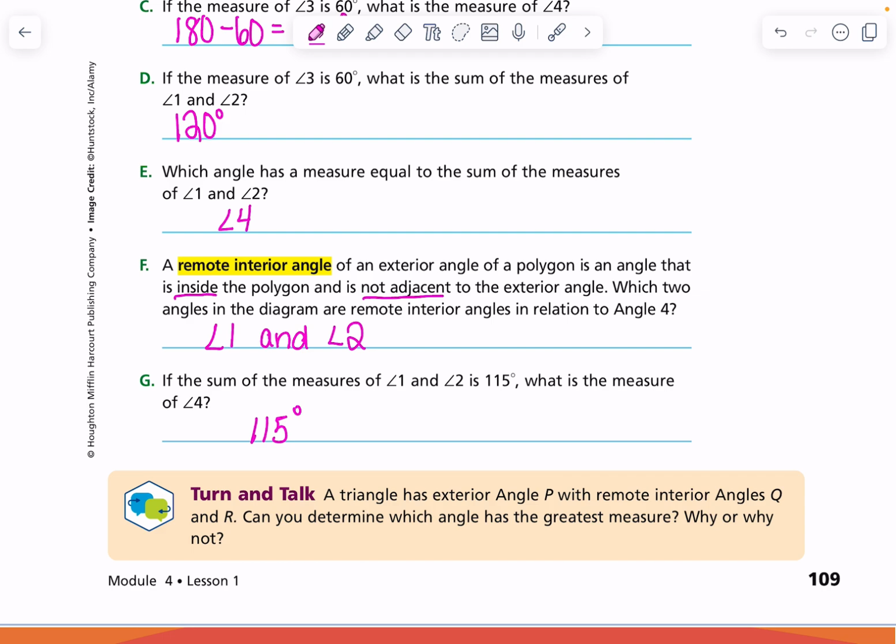Okay, you are going to complete the on your own problems. You're going to be doing 4 through 14. And then you are also doing the homework page, the lesson 4.1 more practice homework, which is page 113 and 114.